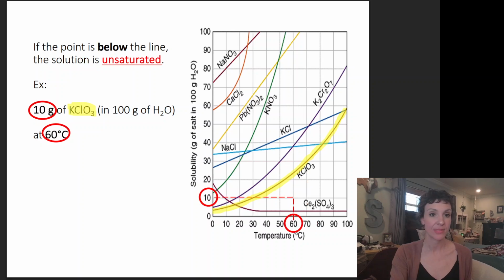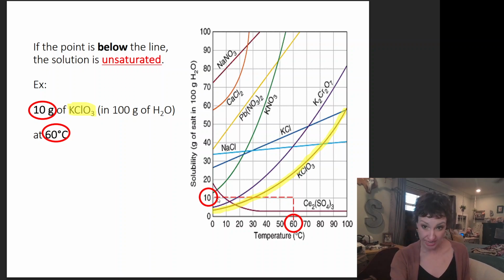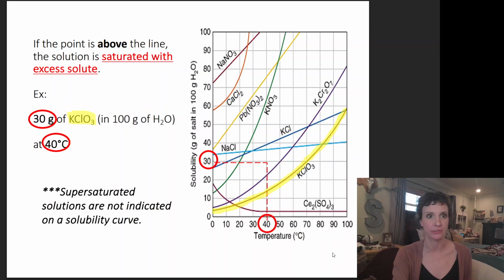Now, if the point is below the line, meaning where my X and my Y come together falls below the curve that I'm looking at, that solution would be unsaturated. So an example would be 10 grams at 60 degrees Celsius of that same potassium chlorate, noticing it's below the line, which is really exciting.